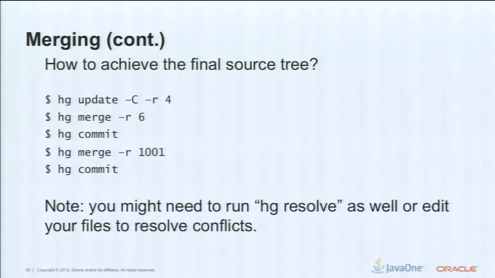However, after you perform the hg merge command, it may ask you to resolve conflicts. It may ask you to run hg resolve, or maybe you need to run a specific merging tool to merge your changes. So that's quite possible. So as soon as you merge change set number 4 and 6, you run hg commit, and after that commit you just need to run hg merge again to merge your result with change set number 1001.